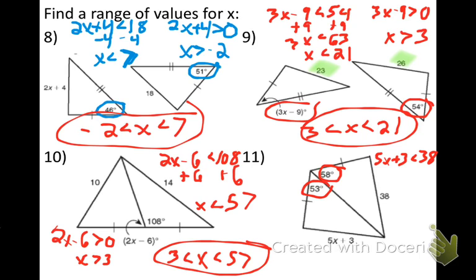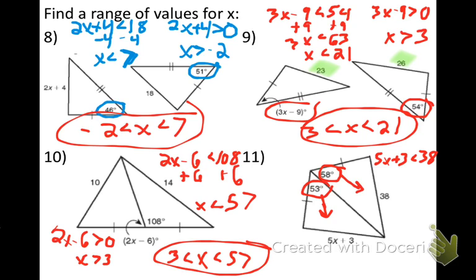Because I'm looking at these angles, so I'm looking at the opposite sides. Okay. So 5x plus 3 is less than 38. Nice. And I solve for x. What do you get x to be less than, Ryan?